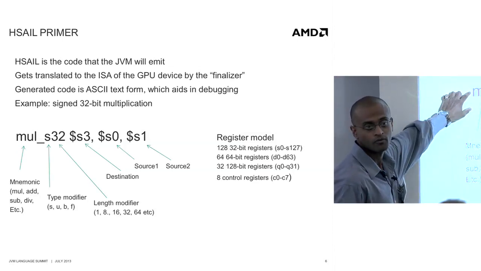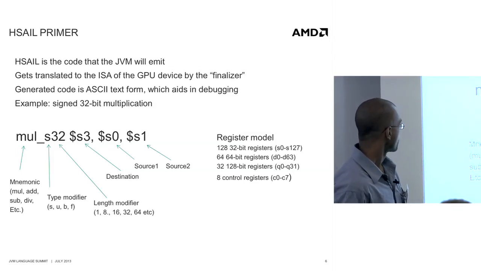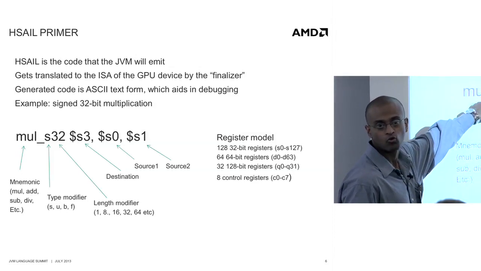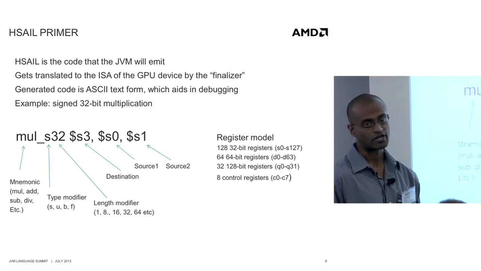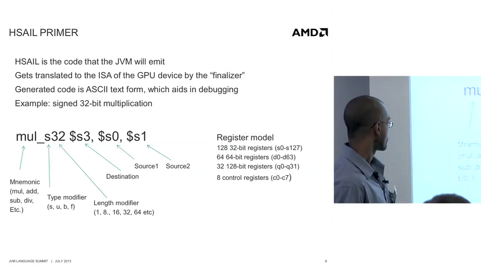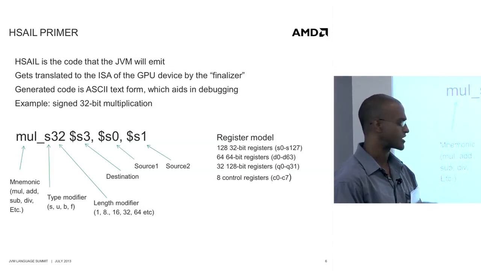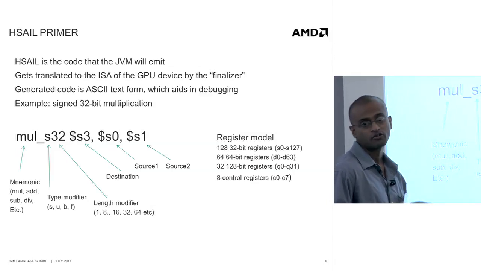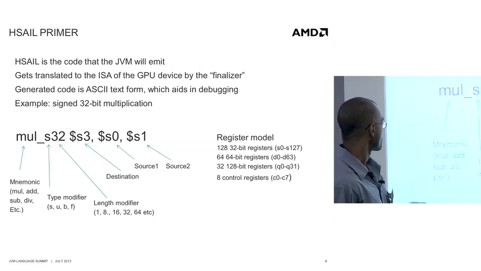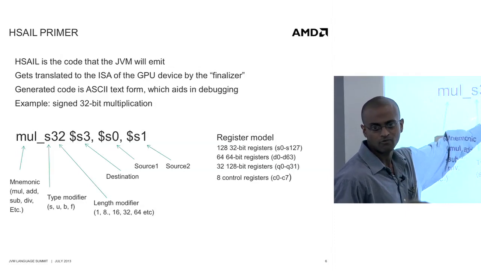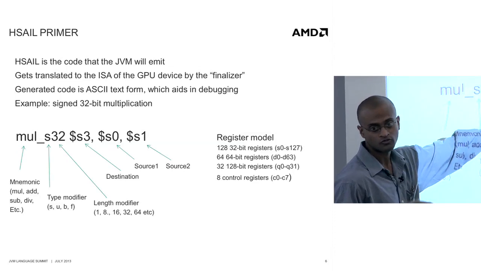We have the mnemonic first. So in place of mul, I could have had add, sub, or div, for example. And we have a type modifier, which tells you what data type we're working with. There are different type modifiers: s is signed integer, u is unsigned integer, b is bit, and f is floating point value. And then there's a length modifier, because different data types have different ranges of lengths that they can work with. I've listed a whole bunch of ranges, not all of which apply to this example, but just for completeness. And then we have the parameters. Usually the destination comes first, and these are all registers, by the way. So we have the destination register followed by two source registers.